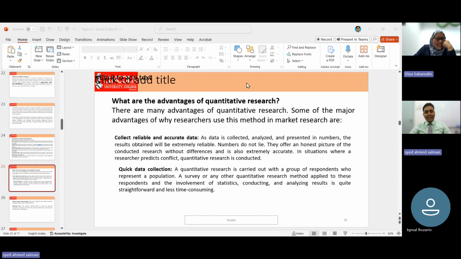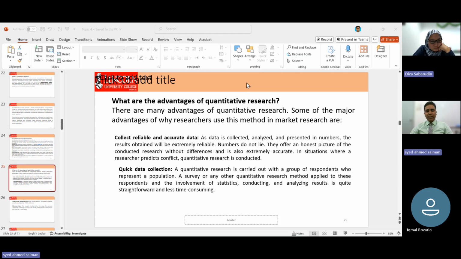Data is collected, analyzed, and presented in numbers. The results obtained will be extremely reliable because numbers do not lie. I agree, but humans lie, right? If humans change the number, then the entire research is void. Yes. They offer an honest picture of the conducted research without differences and are also extremely accurate.